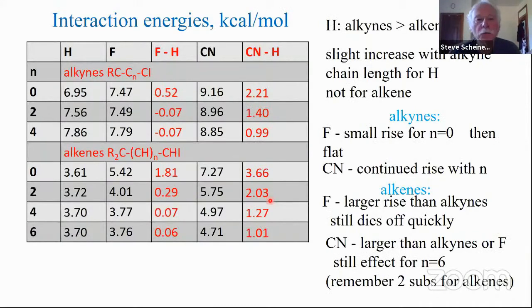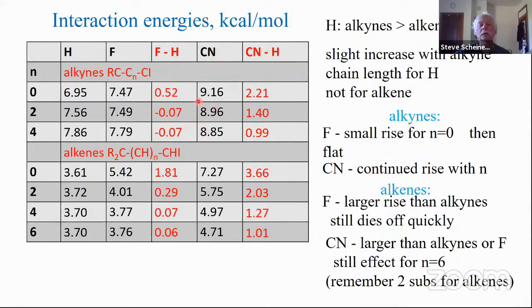Now we get to the heart of the matter, which is the interaction energies. So this is the interaction energy between whatever the Lewis acid is and the base. So with the hydrogen, the interaction energy is about 7 to 8 with the alkynes. The alkenes, it's weaker, 3.6 to 3.7. So just as in the case of the depth of the sigma hole, the longer alkyne chain has a small increasing effect, whereas the alkenes, it doesn't. Now we're putting on the F and the CN substituents.